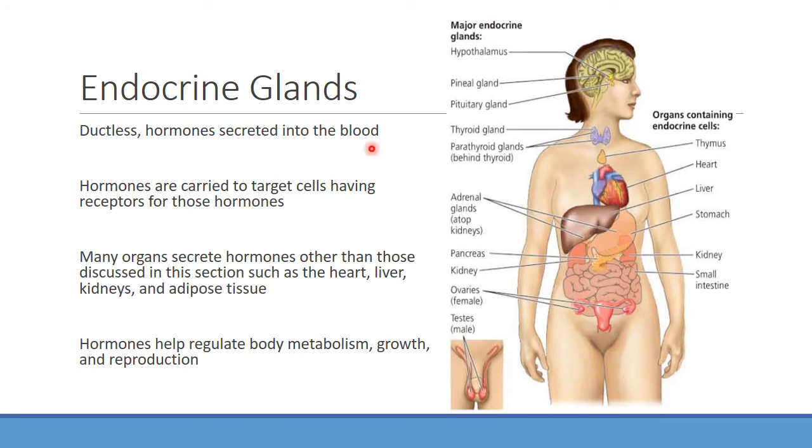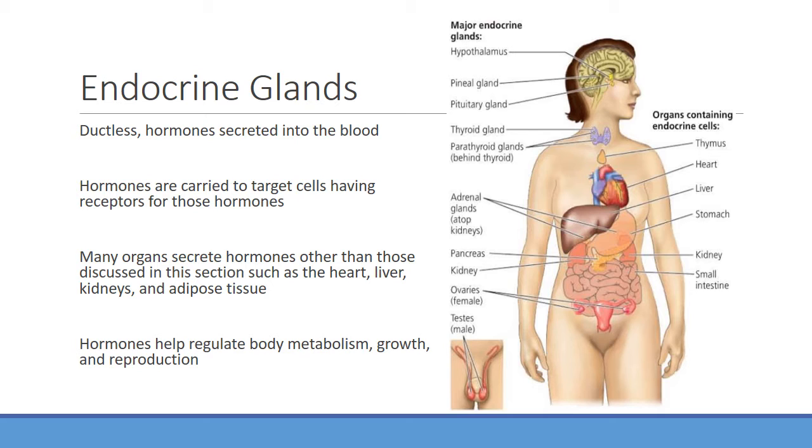So, we noted that our hormones, especially the endocrine glands, as opposed to our exocrine glands, are typically ductless, and they're going to be secreted within the blood, right? So they're going to be secreting into the bloodstream and affecting tissues all over the body as they travel throughout. And again, they only target tissues that have receptors for those particular hormones.